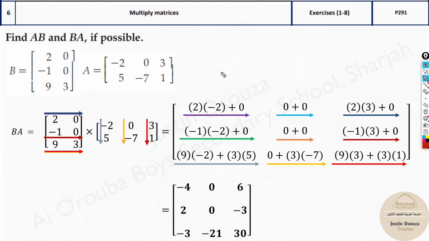Now one more thing which I forgot to tell. When we write the dimensions, now this is 3 cross 2, 3 cross 2 cross 3, right? This must match. Yes, we can multiply. The resultant will have the rows of the first matrix and the columns of the second matrix. So it's 3 cross 3 here. That's how we get it.